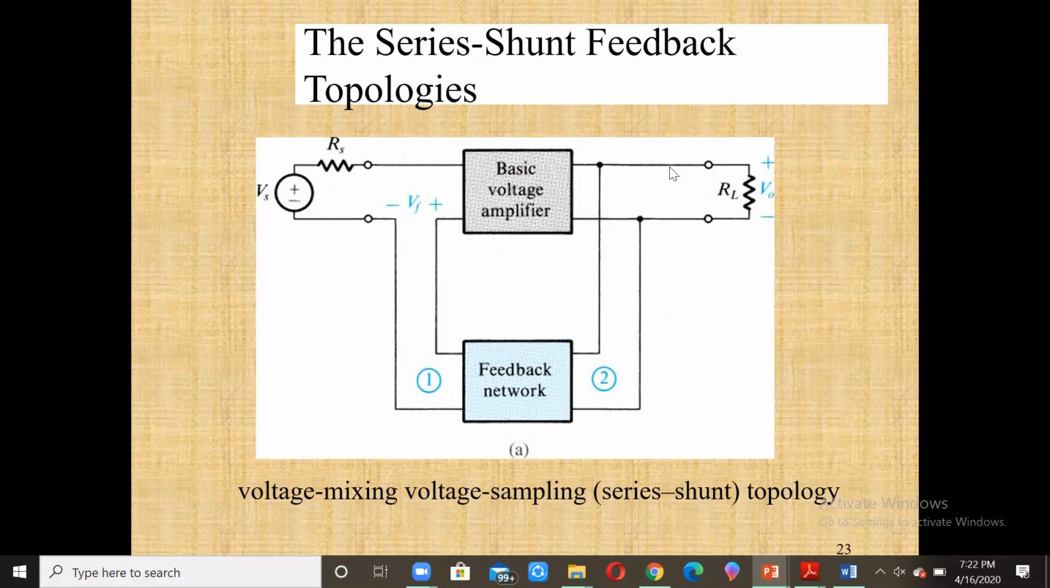The output is taken out over here, and part of it is multiplied by the feedback network, and we get VF. So VF is equal to beta V naught, and that is subtracted from the VS signal to get the input over here, and that becomes the basic series shunt feedback topology.